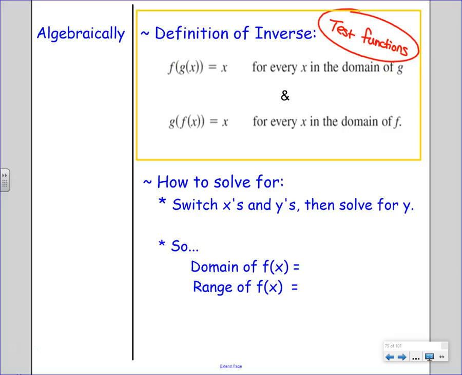Precalc kids are learning about transformations. Just kidding. You guys did it. There's a couple sections on it.